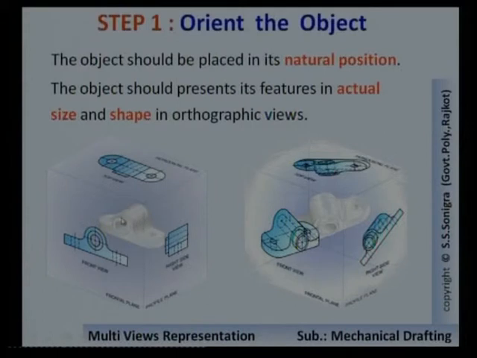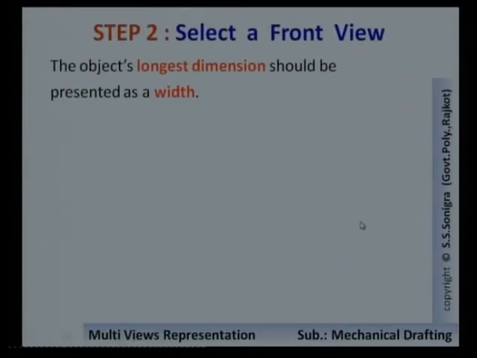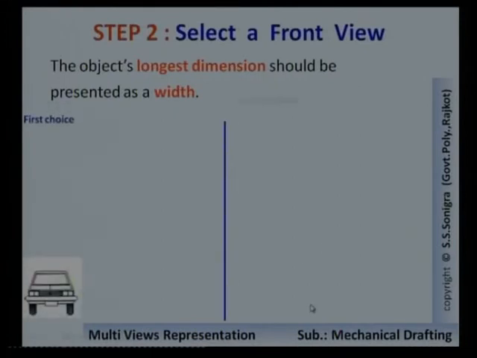So we should not put this object in this position. It should be put over here like this. This is wrong practice. This is a correct positioning of the object. This is good practice. This is no. We should not employ this condition. Select a front view. The object's longest dimension should be presented as a width. As we discussed earlier, the longest dimension should be taken as a front view. So this is first choice, this is second choice.